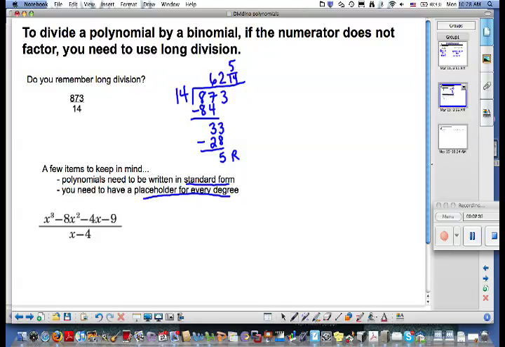For the first example, we have x minus 4 divided into x cubed minus 8x squared minus 4x minus 9. We start with the x. X goes into x cubed. We need to multiply the x times x squared in order for those to cancel. So x squared times x is x cubed. X squared times negative 4 is negative 4x squared. We then subtract. X cubed minus x cubed cancels, which is what we were looking for.